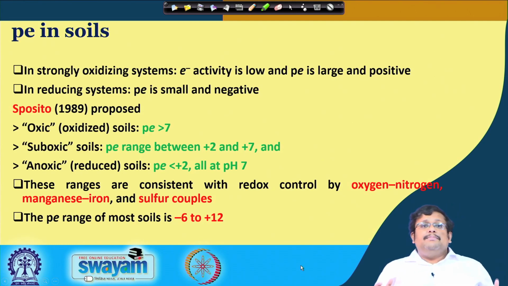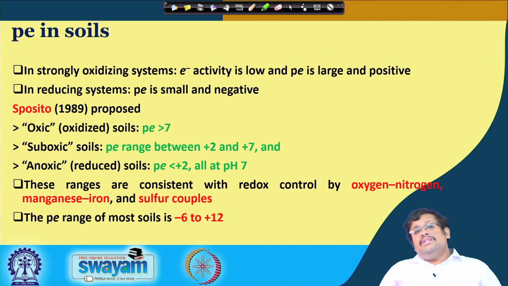So, if we consider pe in soil, in a strongly oxidizing system the electron activity is low and pe is large and positive, since it is a negative logarithm of electron concentration. However, in case of a reducing system, pe is small and negative.